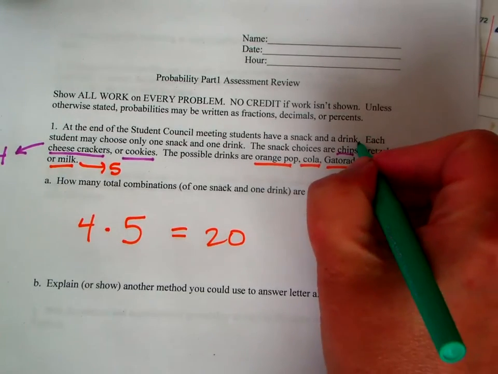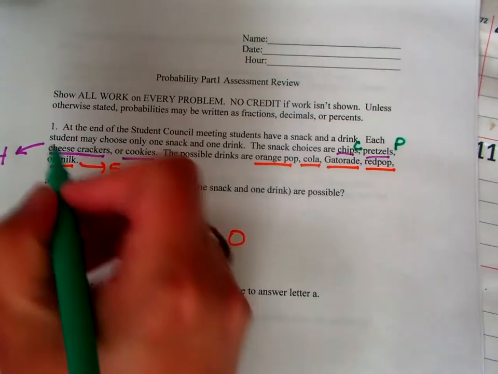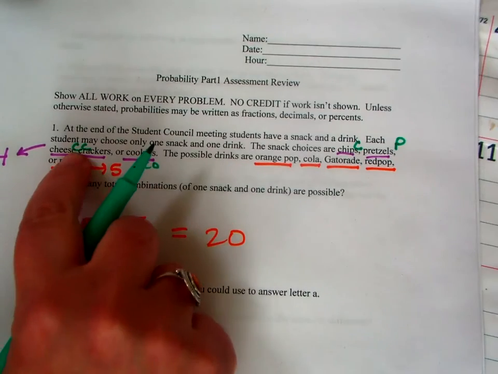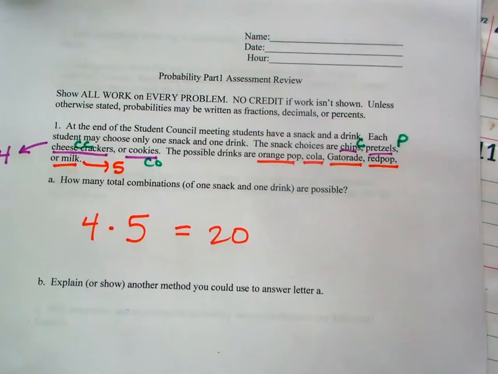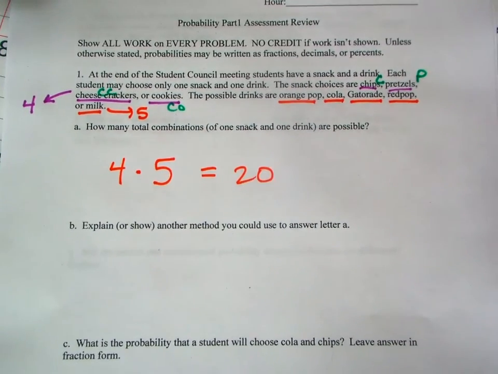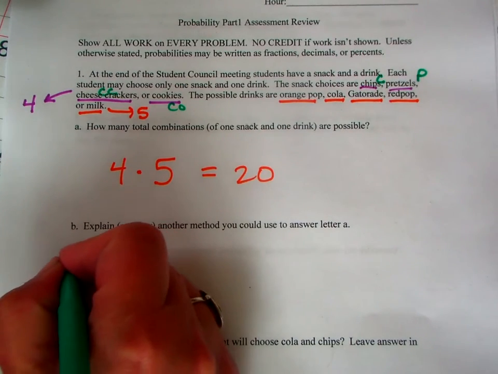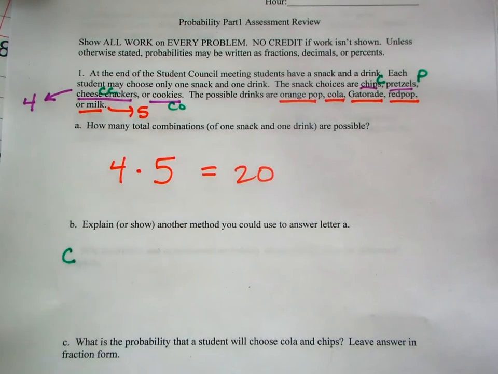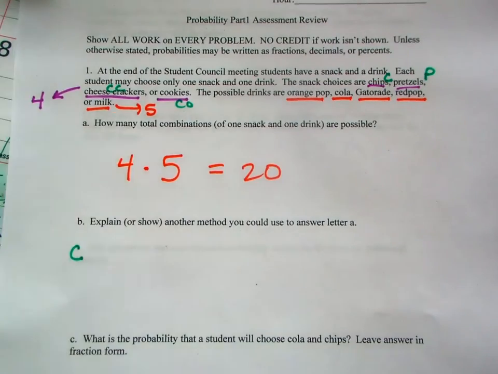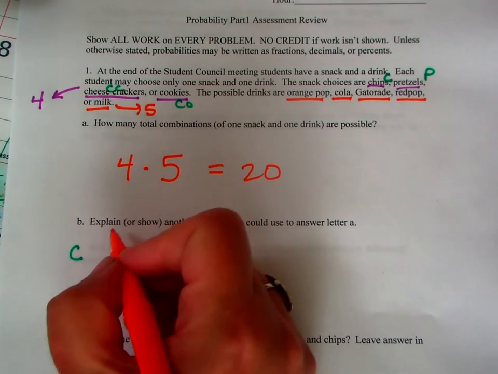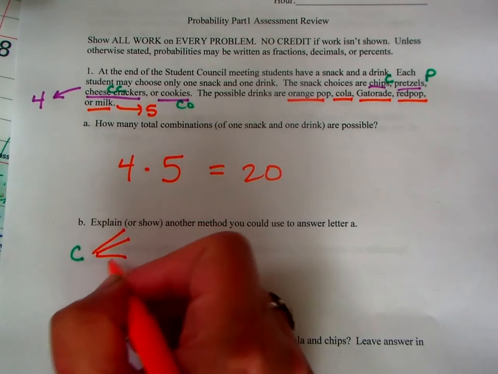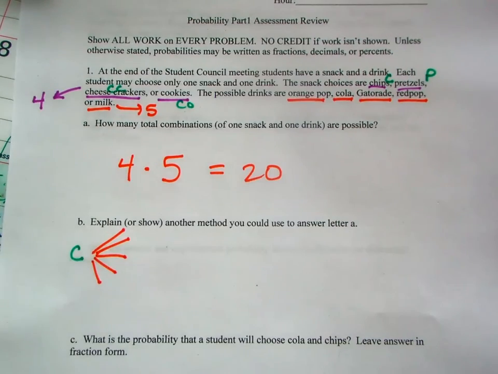So I'm going to start with my chips, my pretzels, my cheese crackers, and my cookies. So I'm calling cheese crackers CC and cookies CO because I have so many snacks that begin with the letter C. So I'm just going to start with C, and then I'm going to draw 5 different lines out of the C because I could choose chips, and I could also choose 5 drinks with that. Okay, and I'll label them in a minute.